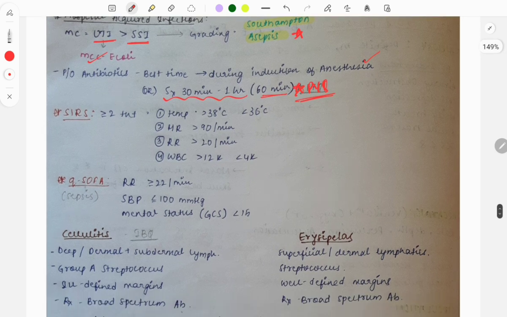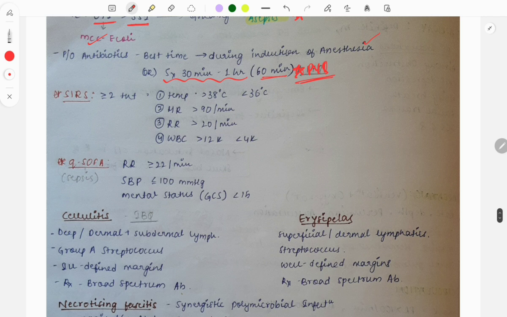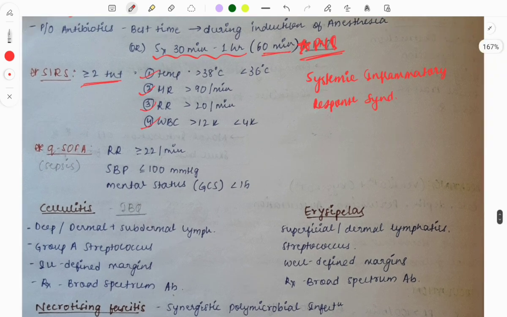Now let's look at another two important questions. That is the SIRS, the systemic inflammatory response syndrome, and in this there are four components present. If two or more are present, then we say that the patient is having systemic inflammatory response syndrome. So a question was asked in the previous year: which of the following is not included in the SIRS. There are four options here, and you need to look for which one is not included and choose it. Okay, so we will look at those components now.